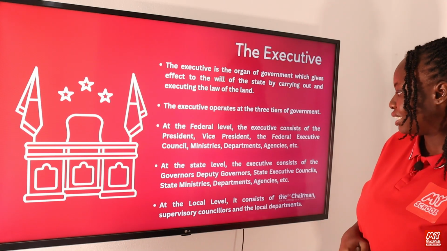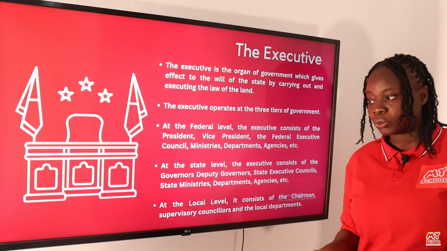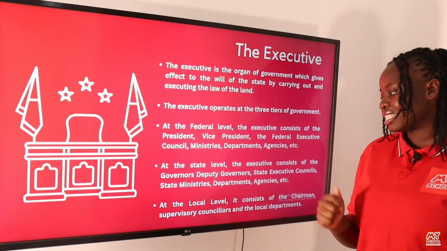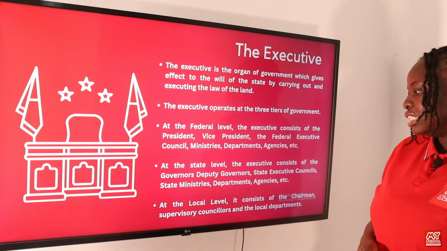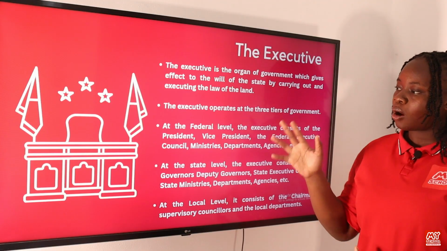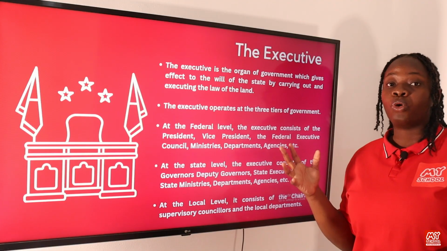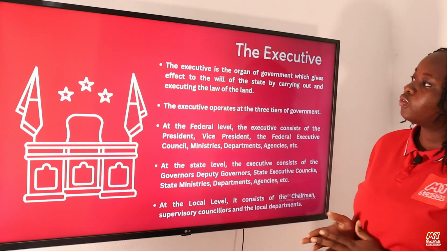Then at the state level, the executive consists of the governors, the deputy governors, the state executive councils, the state ministries, departments, agencies, and so on. And then at the local level, it consists of the chairman, the supervisory councillors, and the local departments. So this is how functions are duplicated among the various levels, the various tiers of government. Now let's move on to the next slide.